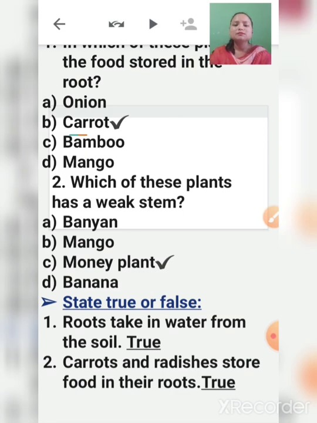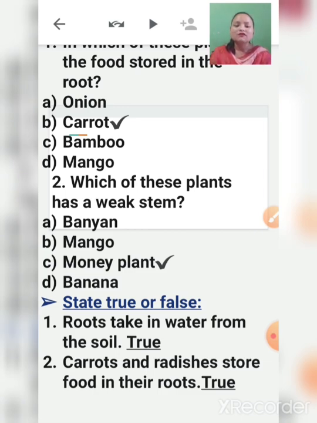Second, which of these plants has a weak stem? Which plant has a very weak stem, children? Money plant. Right? Banyan and mango trees have a very thick and strong stem, which is also known as trunk, and the banana tree has a very soft and thick green stem, and the money plant has a very weak stem. Okay, they cannot stand upright, they need support for climbing. So they are also known as climbers. So which of these plants has a weak stem? Money plant.